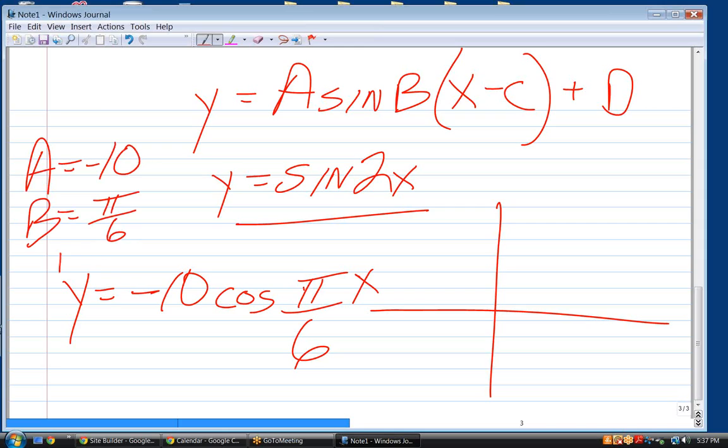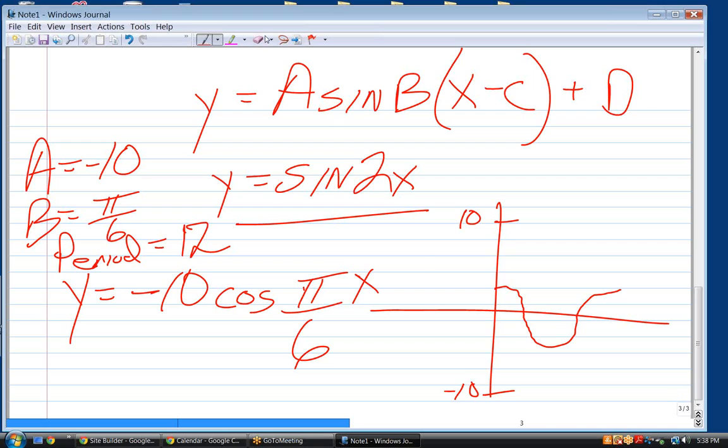So the period is what? The period is going to be 12. What's the consequence of this negative sign? Won't that just flip it over the x-axis? Yeah. So if I make this minus 10 cosine, the normal cosine curve, going from 1 to negative 1, is now going to reflect over the x-axis.